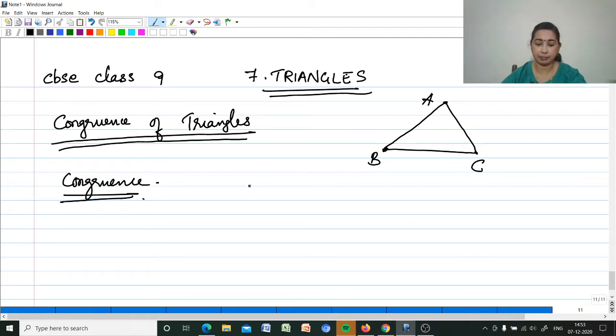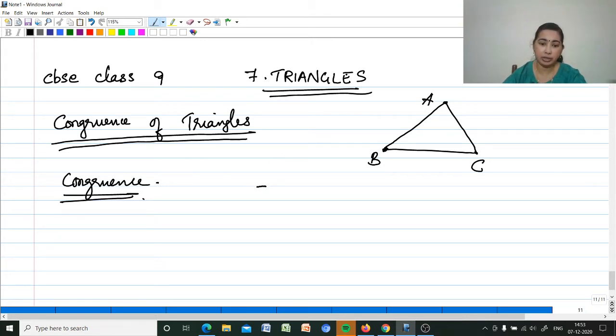Congruence means same. We have observed two copies of a passport size photograph, both will be same. Or 1 rupee coin, both are same. If I am keeping a 1 rupee coin on top of the other 1 rupee coin, there will not be any projection outside. So both will be same. Two college notebooks or two ATM cards issued by the same bank, all those will be congruent figures.